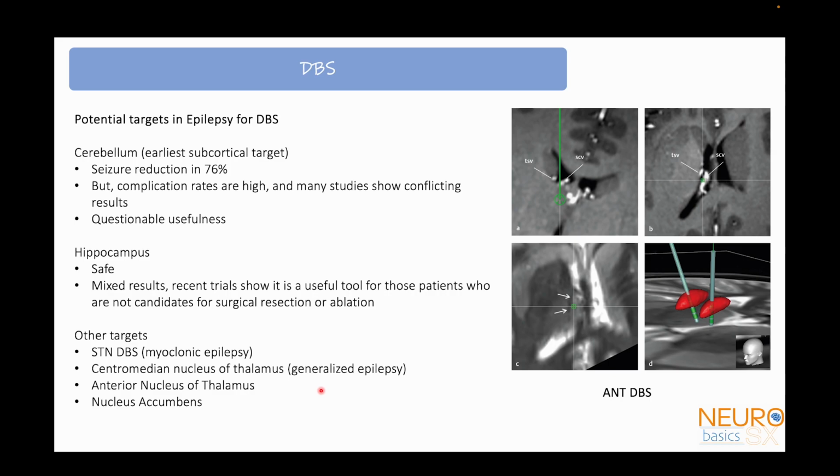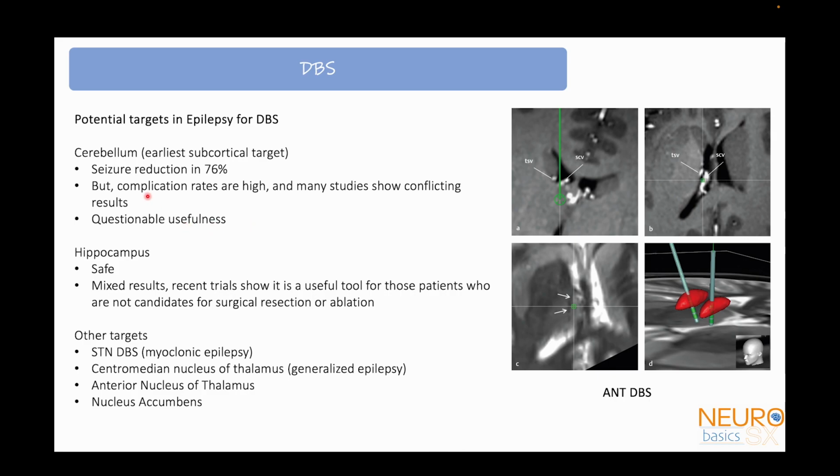Apart from that, another technique which can be used is DBS, and there are multiple different targets that have been tried in patients with epilepsy for DBS. The first target that was used was the cerebellum. It was the earliest target and actually achieved a decent reduction in seizures of 76%. But multiple studies that were done have found that the complication rates are quite high, and the 76% seizure reduction might not actually be accurate. So its usefulness was questioned, and we do not use the cerebellum anymore for this purpose.